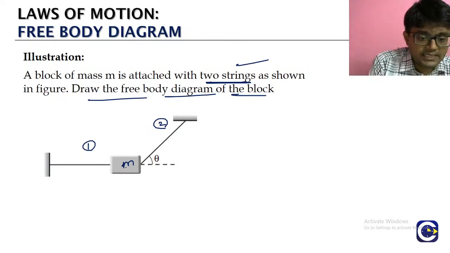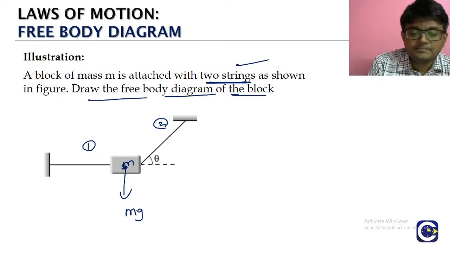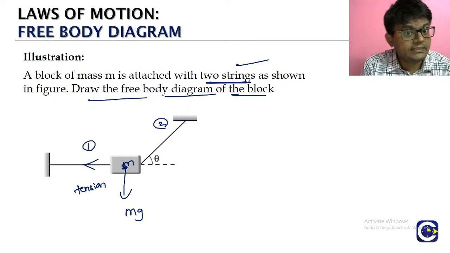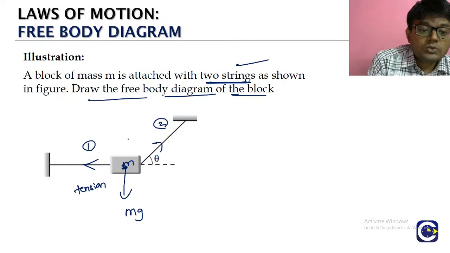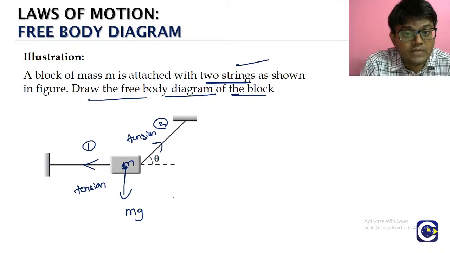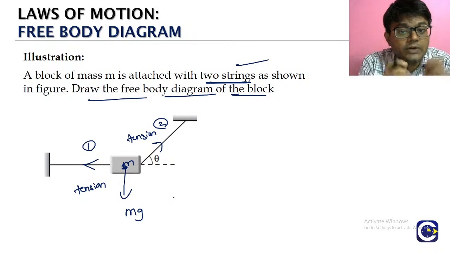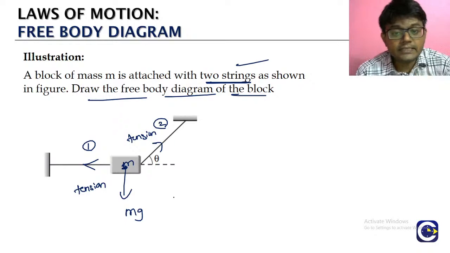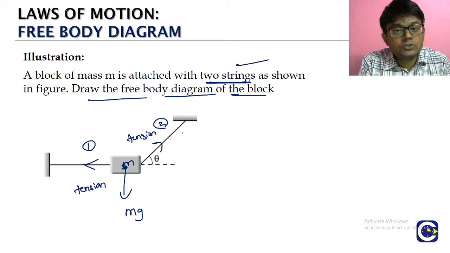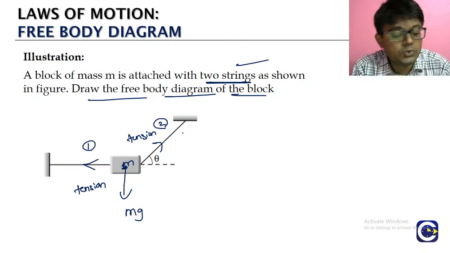You can see the block will experience its own weight. On the left side, it is connected to the rope. Remember, the tension force will always be acting into the rope. So there will be a tension force acting this way. There will also be one more tension force acting along the other rope. Since this is a different rope and that is a different rope, tension force values could be different.